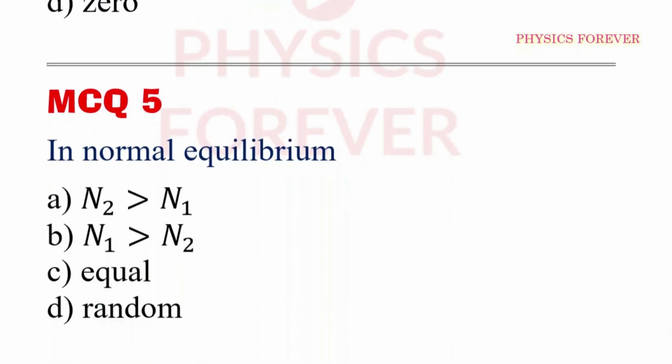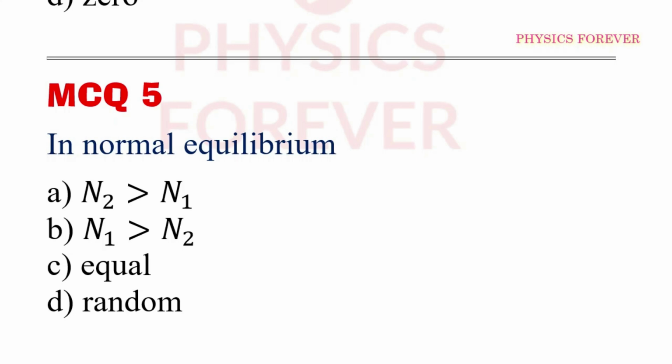Most important. Now, in normal equilibrium, which state has more atoms? The ground state has more atoms, so option B is correct. That is the normal case; this one is for laser. You have to remember that. These are the basics and important questions from population inversion.